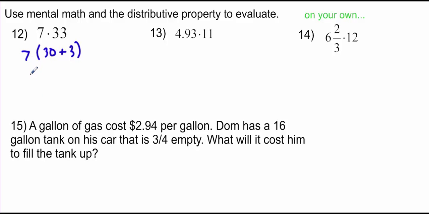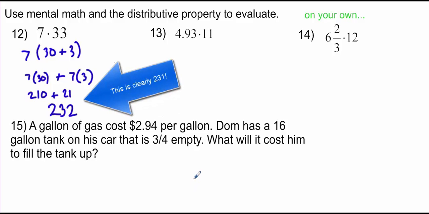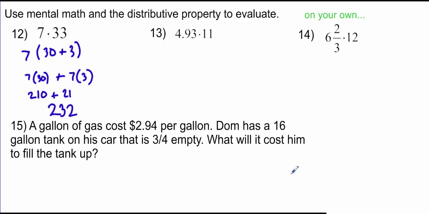7 times 30 plus 7 times 3. Now we know 7 times 30 is 210. 7 times 3 is 21. So you can get your exact answer of 232 without having to use a calculator and without doing the long division that you guys sometimes run into. I don't know why you would do division. That was an interesting statement. How about the multiplication instead?